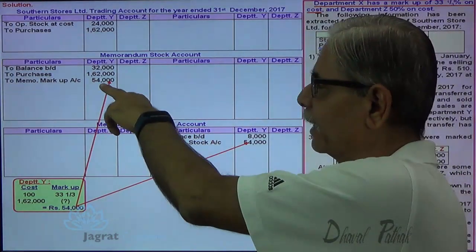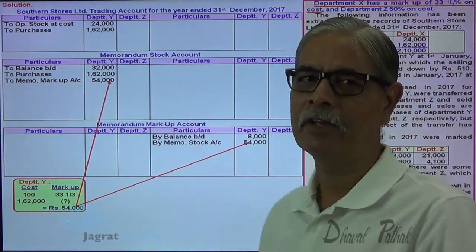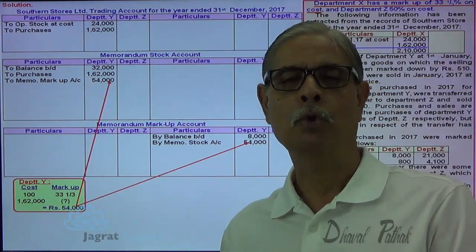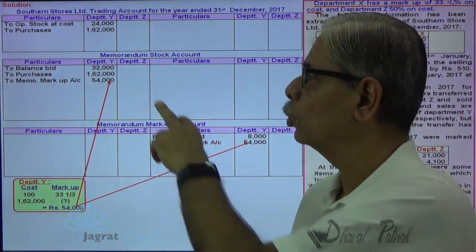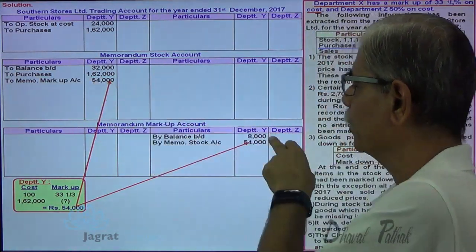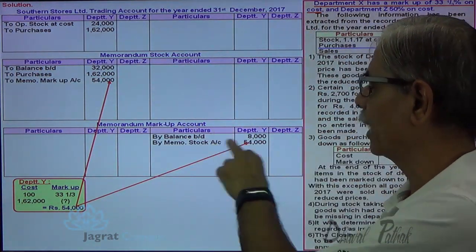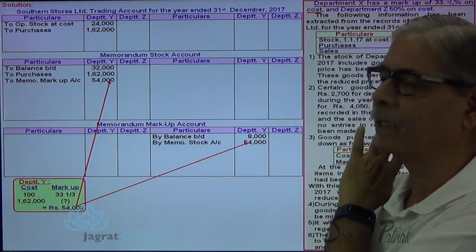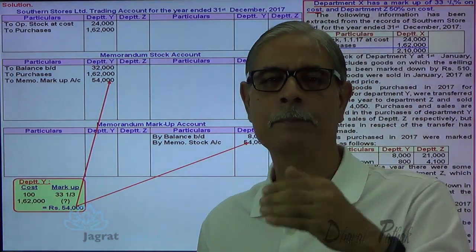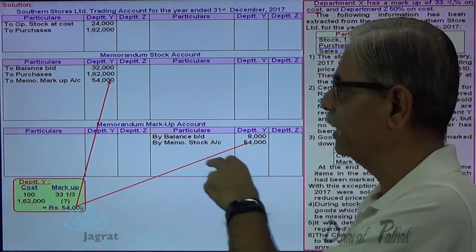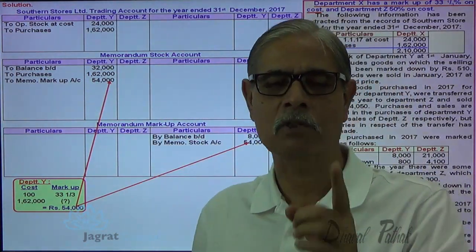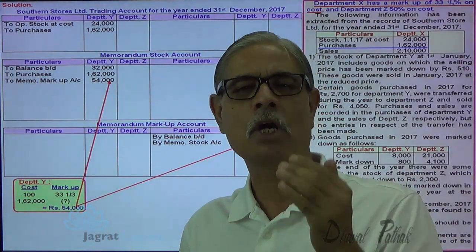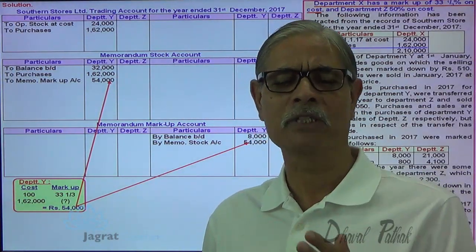So instead of writing 1,62,000 and 54,000 separately, you can add them and write the net amount on the debit side of the Memorandum Stock Account. But the 54,000 you have to record here as the profit element in the purchases. So purchases plus profit element is recorded here. This profit element is shown separately. But in case of 32,000, there was a profit element of 8,000. It is not shown separately, but it can be shown separately.